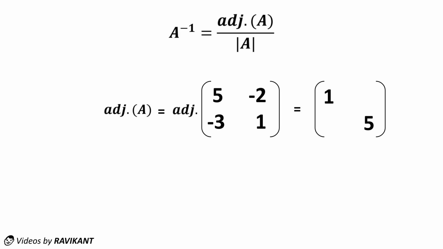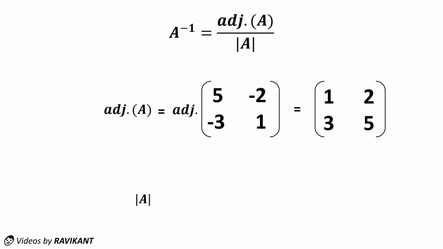First, interchange the diagonal elements, such that 1 will be in the place of 5 and 5 in the place of 1. Now change the sign of the opposite diagonal elements without interchanging them. Means minus 2 will be written as 2 and minus 3 will be written as 3. And this is the adjoint of matrix A.